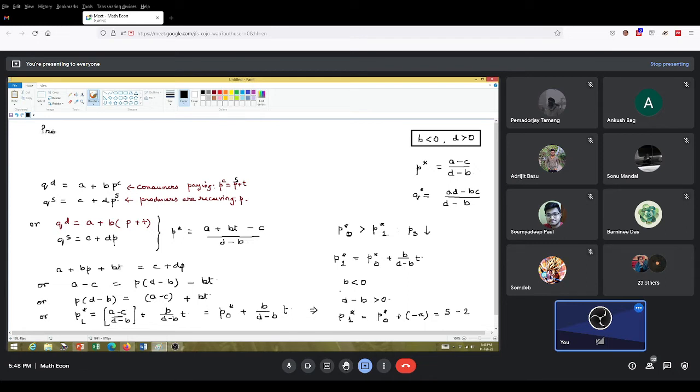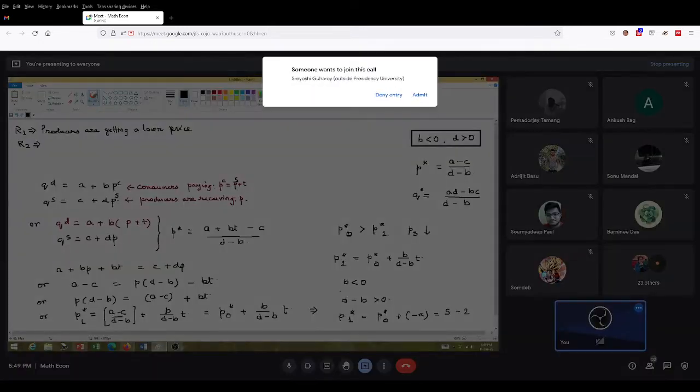So what we have seen over here is the first result is that producers are getting a lower price. This is result 1. This is because B is negative, but if B was positive, it would have been the opposite, right? Yes, in that case it would have been the opposite.